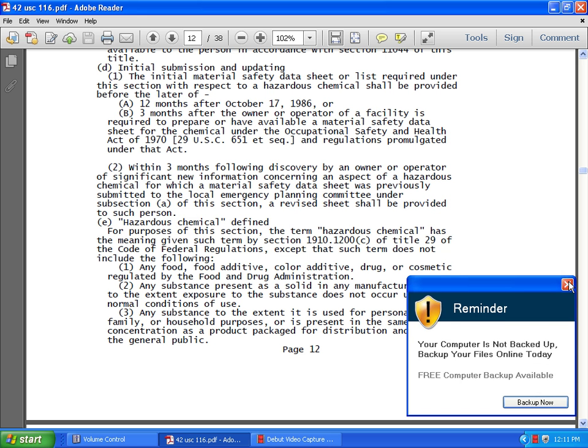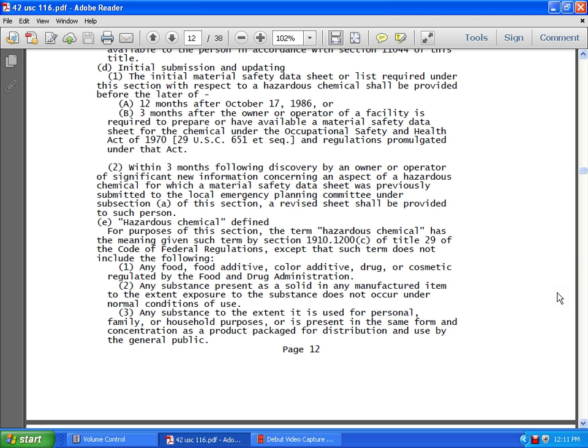Hazardous chemical is defined for the purpose of this section as having the meaning given such term by section 1910.1200(c) of Title 29 of the Code of Federal Regulations, except that such term does not include the following: A, any food, food additive, color additive, drug, or cosmetic regulated by the Food and Drug Administration; B, any substance present as a solid in any manufactured item to the extent exposure to the substance does not occur under normal conditions of use; C, any substance to the extent it is used for personal, family, or household purposes, or is present in the same form and concentration as a product packaged for distribution and use by the general public.